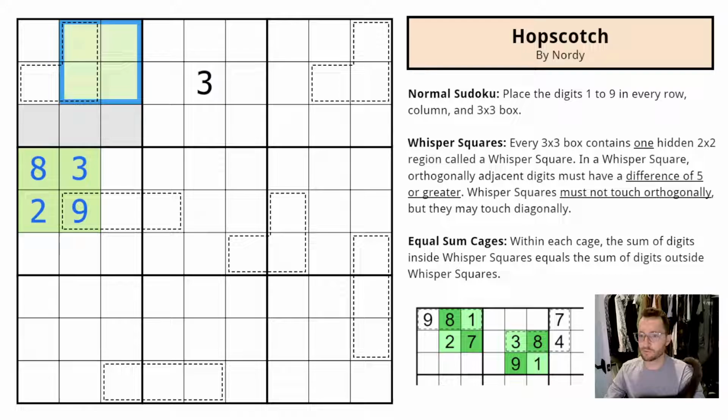The final rule is equal sum cages, which means that within each cage, so here's a cage, the sum of digits that are inside whisper squares, so here's a digit inside a whisper square, equals the sum of digits outside whisper squares. So if in box 5 the whisper square is here, what that means for this cage is this digit, which is in a whisper square, has to equal the sum of these digits here. So these could be something like 4 and 5, because 4 plus 5 equals 9. These are outside, this is inside. Totally valid. So those are the rules.